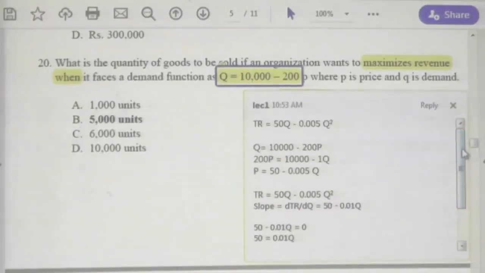Now I will summarize. Maximum revenue occurs when the revenue function's differentiation equals 0. Therefore, to find the maximum revenue quantity, what do you have to do? Find the revenue function, then differentiate it, then set the differentiation function equal to 0. Once it equals 0, you get the value of Q, that is the quantity that maximizes the revenue. If you want a detailed explanation, go back to our revision program and watch the videos.